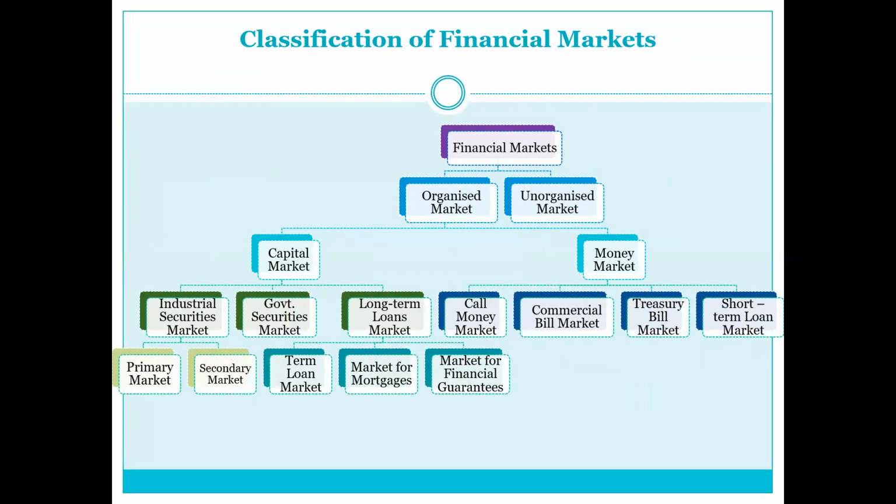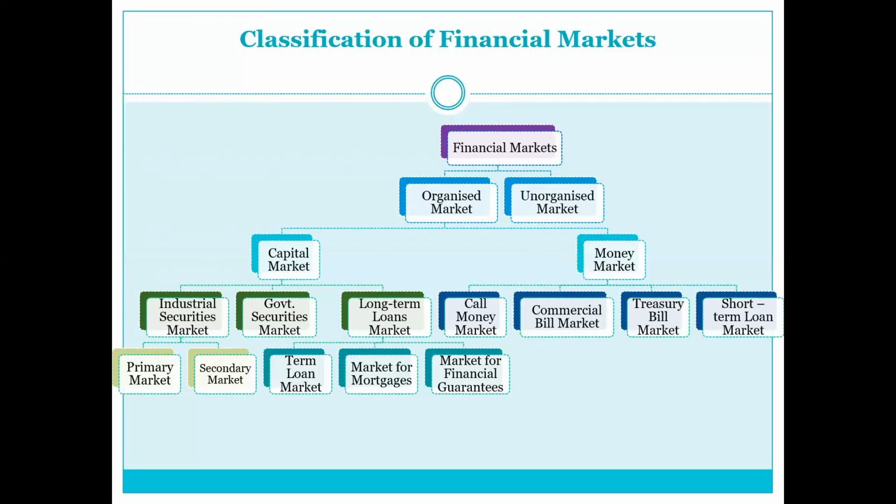Financial markets are mainly classified into organized market and unorganized market. The organized market is again classified into capital market and money market. The capital market is divided into three: the industrial securities market, which consists of primary market and secondary market; the government securities market, which is also known as gilt-edged securities market; and the long-term loans market, which consists of term loan market, market for mortgages, and market for financial guarantees. The money market is divided into four: the call money market, commercial bills market, treasury bill market, and short-term loan market. We will look into the classification in detail.